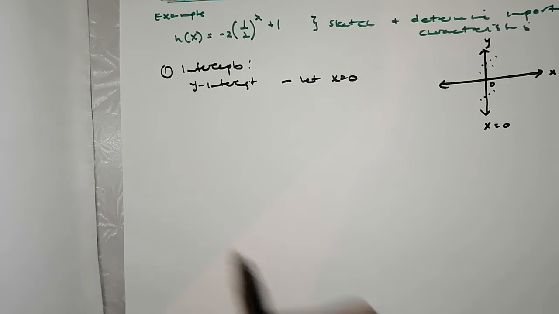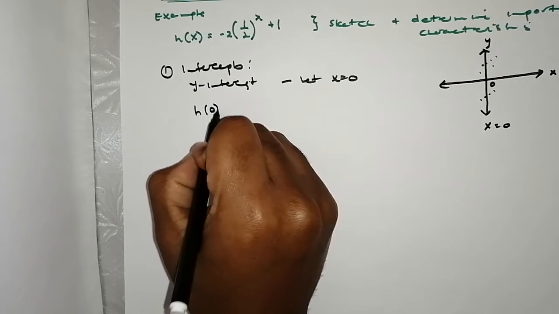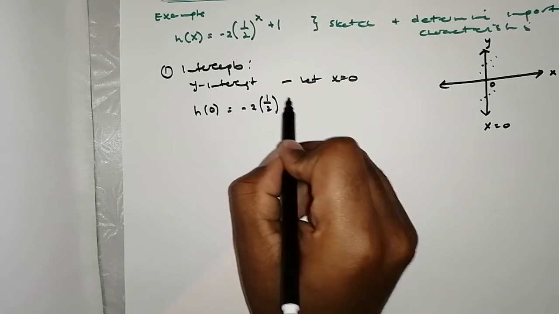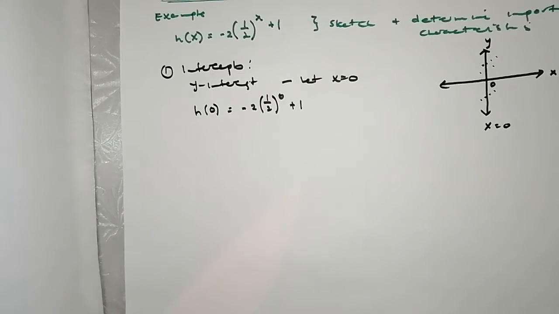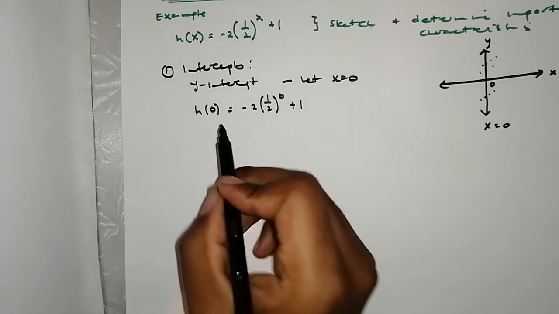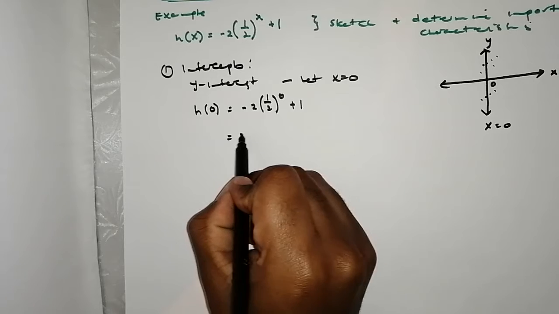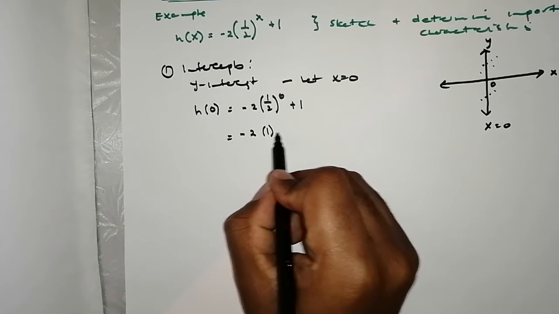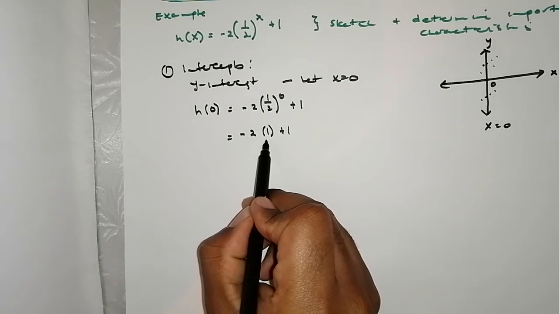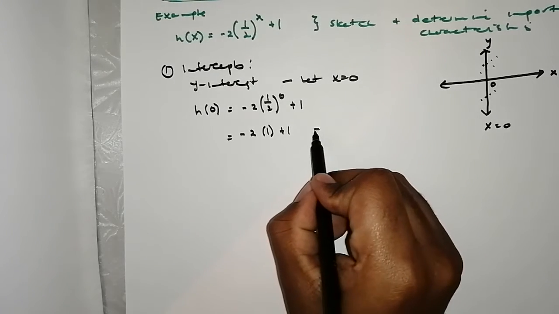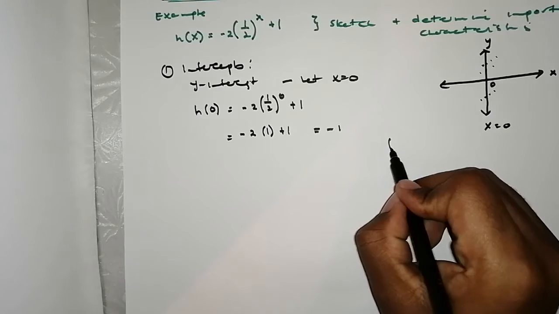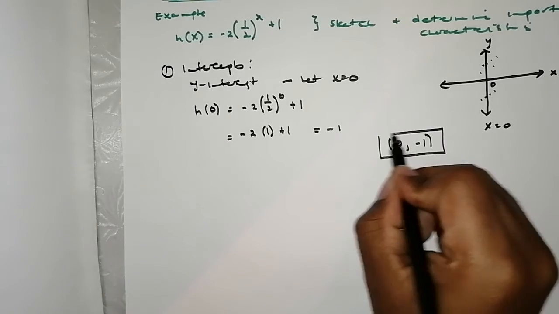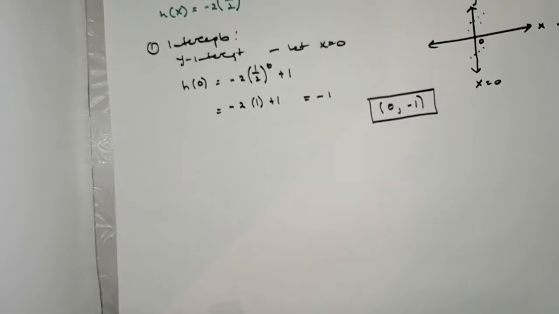Okay, cool. So h of zero is equal to negative 2 times 1 divided by 2 to the 0, plus 1. So h of zero is negative 2 times a half to the zero, which equals 1, plus 1. So negative 2 plus 1 is equal to negative 1. So the y-intercept will be (0, negative 1). Okay. So this is the y-intercept.